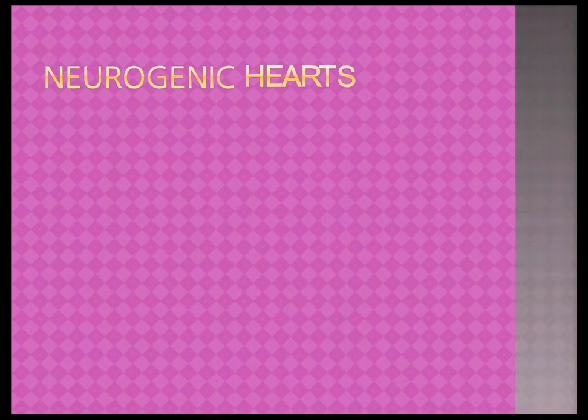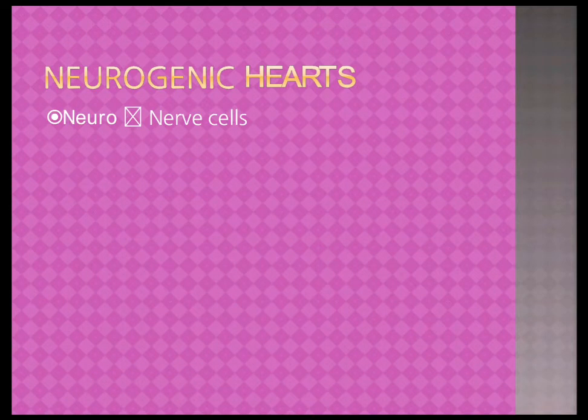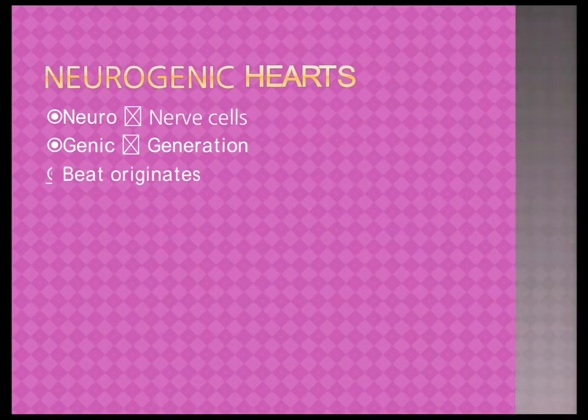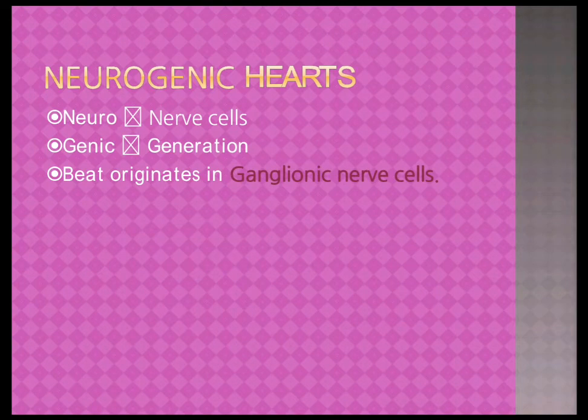In this particular case, the word neuro refers to the nerve cells. So there are a number of nerve cells present. And genic refers to the generation of the impulse. So if the generation of the impulse or the beat originates in the ganglionic nerve cells, then it is a neurogenic kind of heart. So here I have written the ganglionic nerve cells. If the beat of the heart is originating in these nerve cells, it is a neurogenic heart.